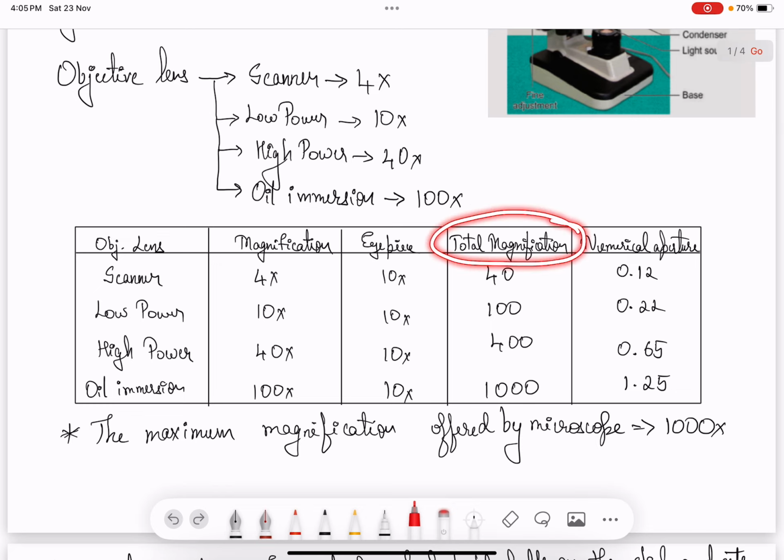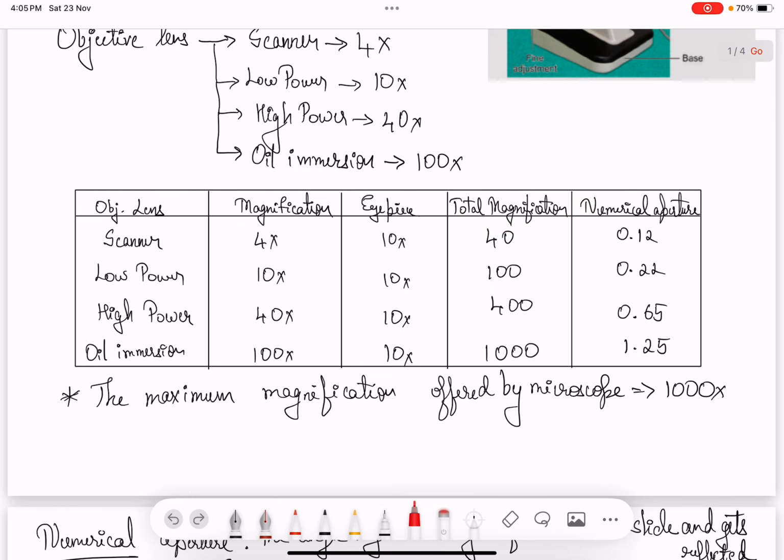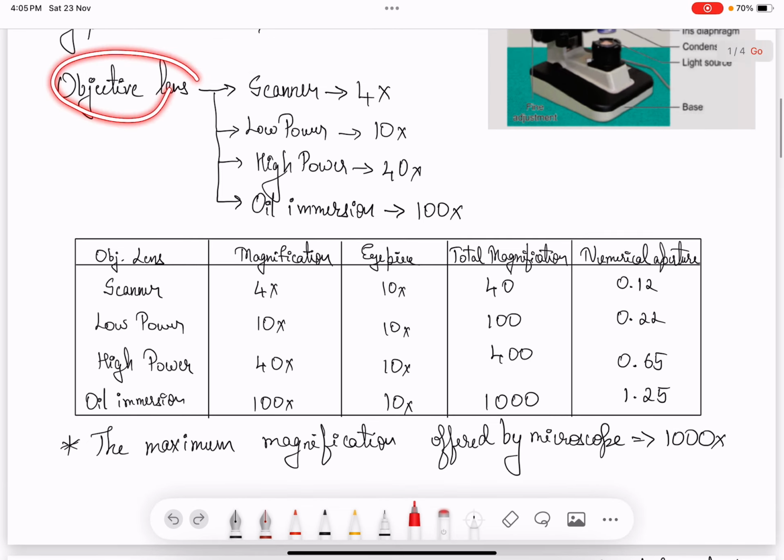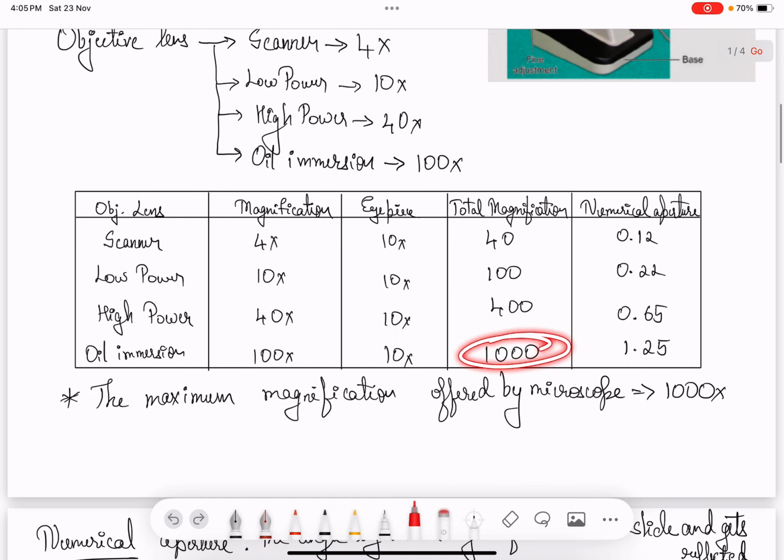This is how the MCQ questions will come. What is the total magnification of a low power microscope? Like with the objective of low power, you should know. So, see, the objective lens magnification for the scanner is 4x, for low power is 10x, for high power is 40x, and oil immersion is 100x. Eyepiece is always the same, it is always 10x. So multiply this into this. So 4x into 10x is 40x. So total magnification is 40x. For low power it is 100, for high power it is 400, and for oil immersion it is 1000.